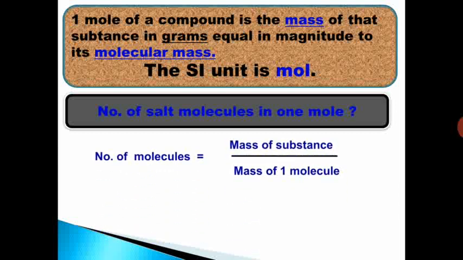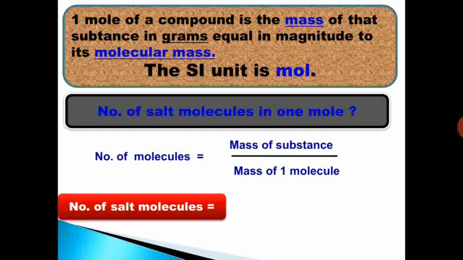Here we are calculating the number of salt molecules, right? So the number of salt molecules in 1 mole is equal to, first, the mass of the substance, 58 grams, divided by the mass of one molecule, meaning the molecular mass of salt, and that is 58. But it is a relative molecular mass, which means it is compared with hydrogen, so this mass is 58 times that of hydrogen, and we need to multiply 58 with the mass of a hydrogen atom.